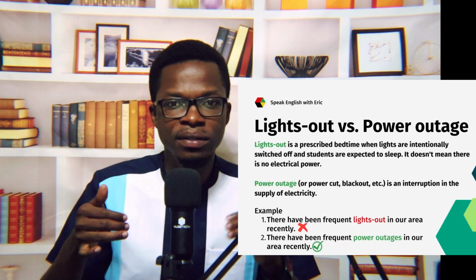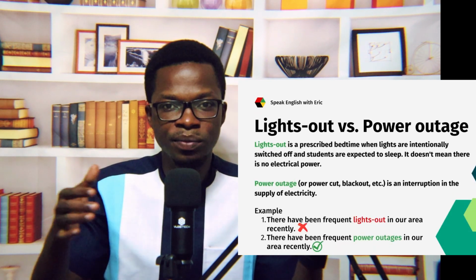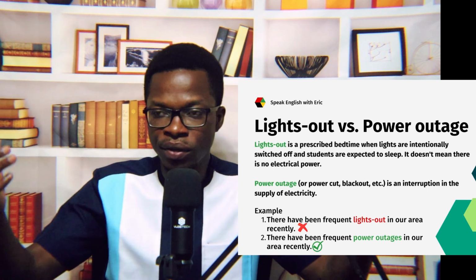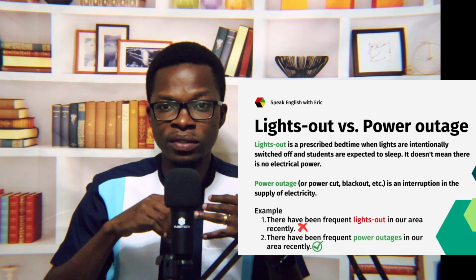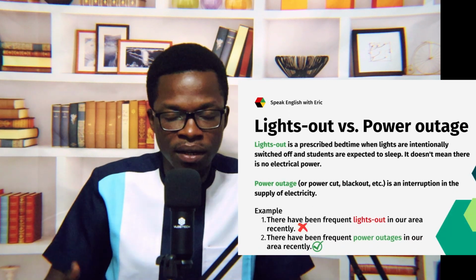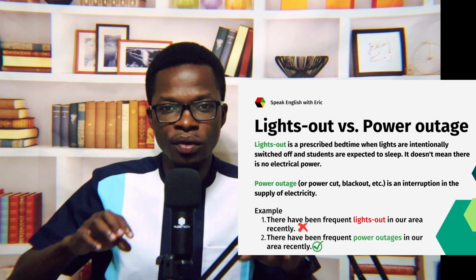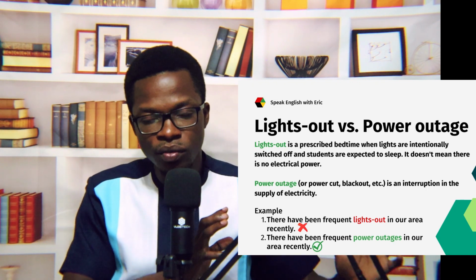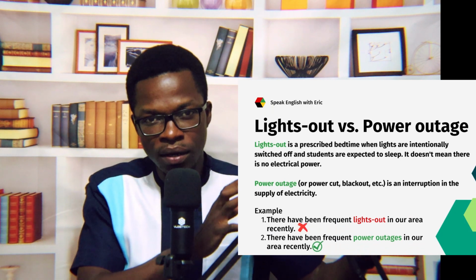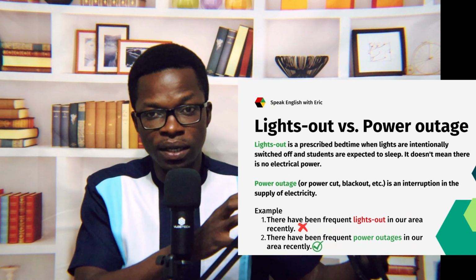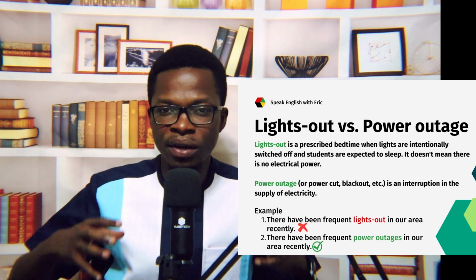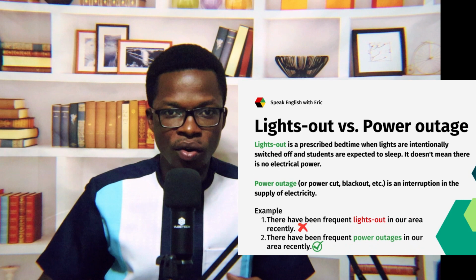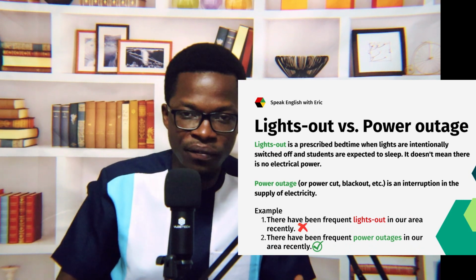Now we come to power outage. In this case, there is a failure of power. There is interruption in the supply of power to a building or to a location. And so you wouldn't be able to charge a phone or use any gadget unless these are on batteries, right? And so lights out refers to a specified time where lights are intentionally shut or turned off for students to sleep. But power outage is when there is interruption of power or a power loss or power failure.